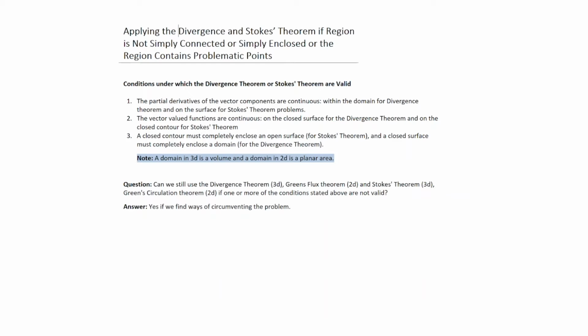a 2D problem. So the general question is as follows. Can we still use the divergence theorem, 3D, Green's flux theorem, 2D, Stokes theorem, 3D, and Green's circulation theorem, 2D, if one or more of the conditions stated above are not valid? And the answer is yes, but we'll have to find ways of circumventing the problem so that the new problem basically is one in which all the conditions above are satisfied.